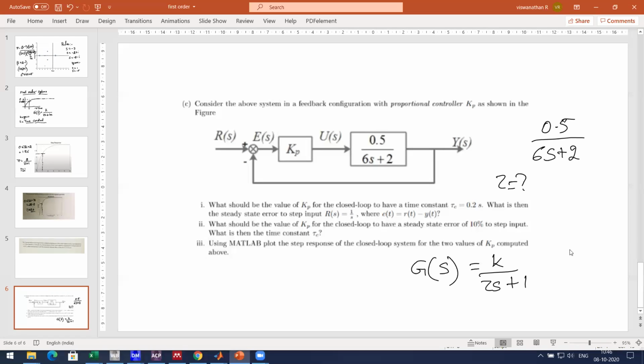So it is 0.5. What is the transfer function? What is the K value? 0.5, sir. 0.5 by 2. Yes, sir. 0.25 divided by 3s plus 1. Okay, so tau is equal to 3 seconds. The unit of time constant is seconds. K is equal to 0.25.